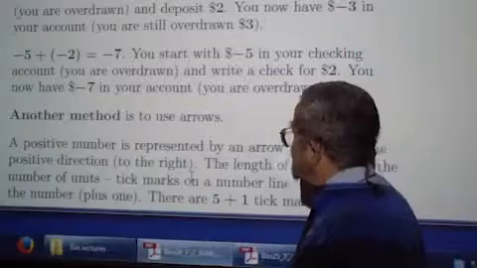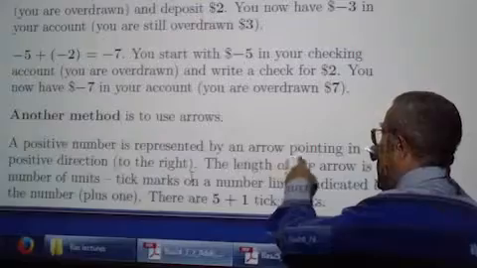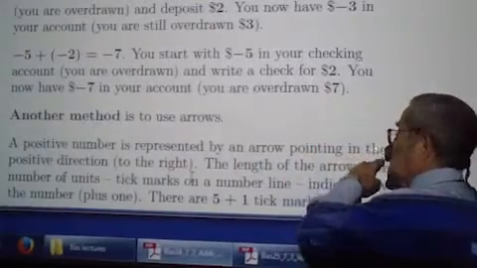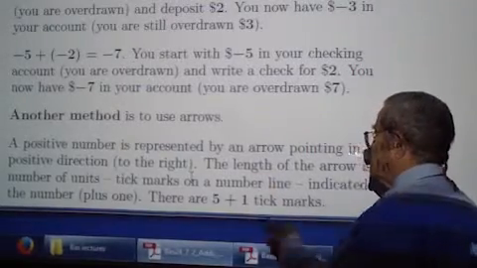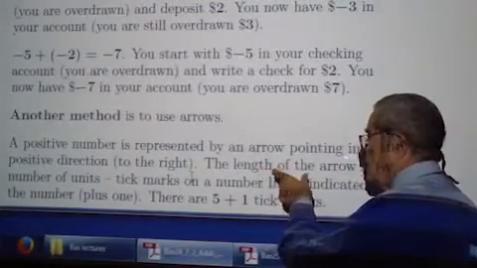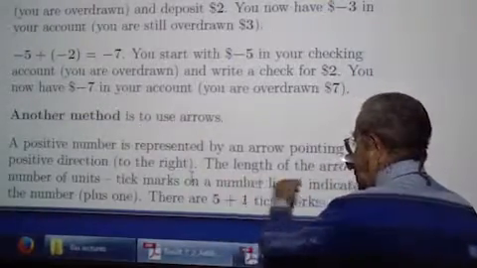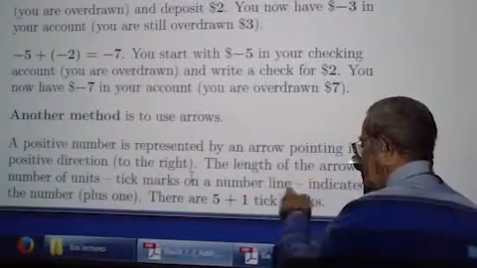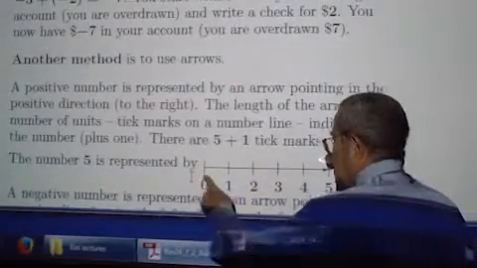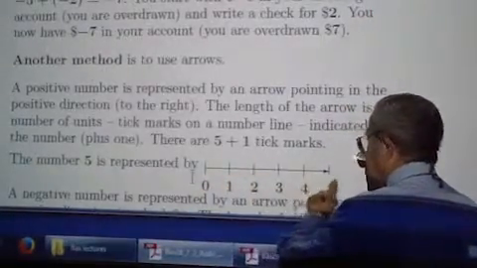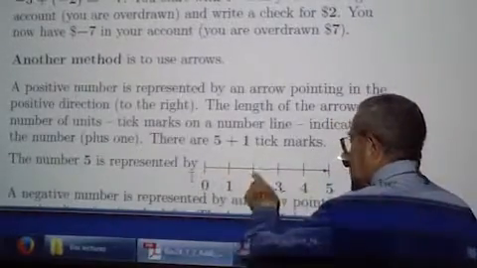Another method is to use a positive number to represent an arrow. An arrow to the right is a positive number. An arrow to the left is a negative number. The number of tick marks tell you what the number itself is. 5 is an arrow that points to the right, 5 units, and you have tick marks from 0 to 5. So you have a total of 6 tick marks. 1, 2, 3, 4, 5, 6. And there are 5 intervals, 1, 2, 3, 4, 5. So the length of this arrow is 5 units.